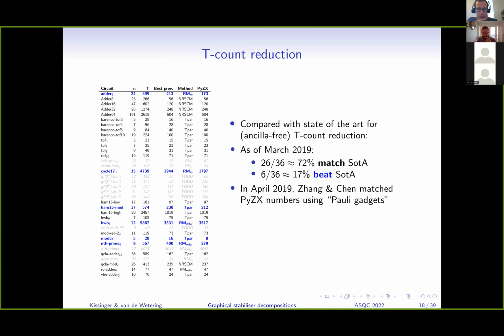At virtually the same time, Zhang and Chin came up with another technique based on what people are now calling Pauli gadgets, which got the exact same numbers. So somehow this simplification procedure is a version of this method of using Pauli gadgets, or Pauli exponentials, if you know about these things. Later that year, some people around the Oxford group came up with a new ZX method, which did a little bit better, and then I think some other people have done better, and the T wars continue, let's say.